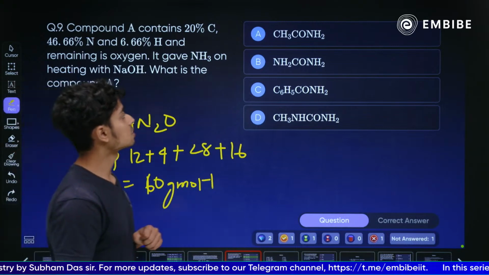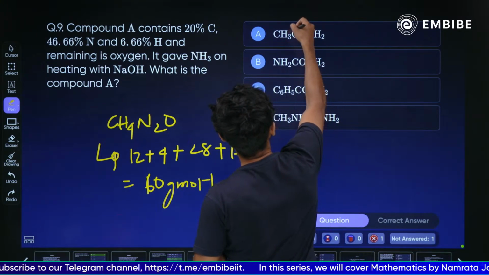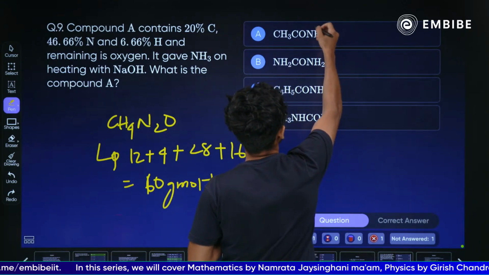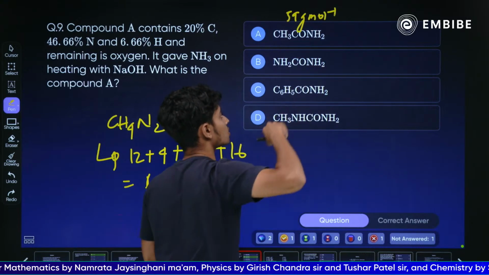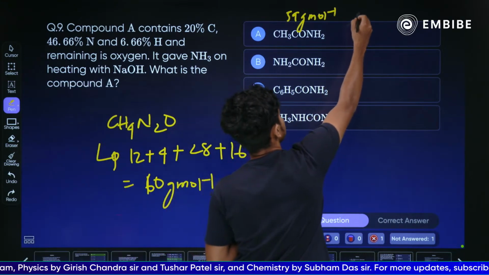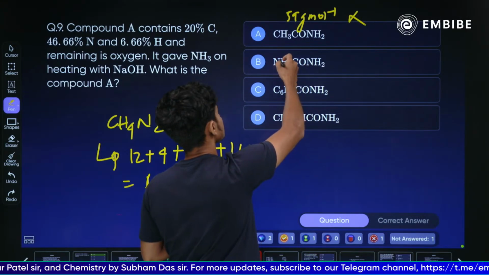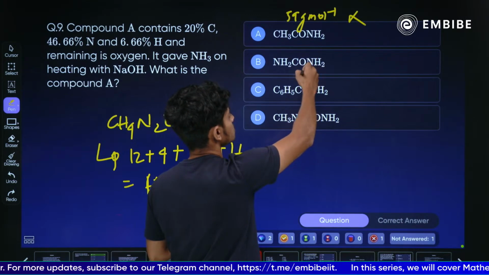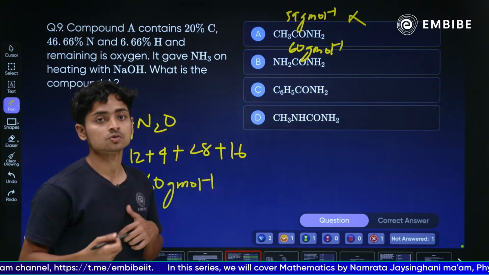Now CH3CONH2, how much mass does this have? CH3 is 12 plus 3, 15, 15 plus 12 is 27, 27 plus 16 is 43, 43 plus 14 is 57, plus 2 is 59 gram per mole. This is not forming a whole number ratio when I divide this molecular formula mass by my empirical formula mass, so this cannot be my answer. If I go to NH2CONH2: NH2 is 14 plus 2, 16, 16 plus 12 is 28, plus 16 is 44, 44 plus 14 is 58, plus 2 is 60. This should be my answer because it's a single correct type question.